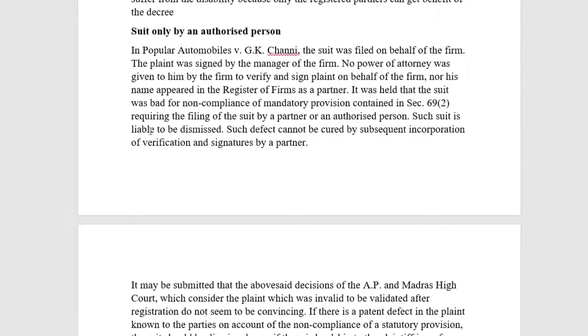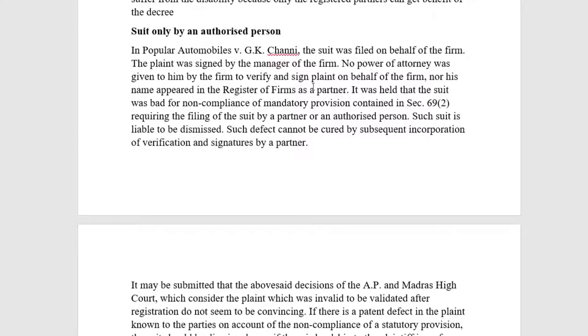The next aspect is suits only by an authorized person. That means here, what about the person who has been authorized to file the suit? What are we under the eye of law? So this has been discussed under the case law of Popular Automobiles versus G.K. Cheney. Here, the suit was filed on behalf of the firm. The plaint was signed by the manager of the firm. No power of attorney was given to him by the firm to verify and sign the plaint on behalf of the firm, nor did his name appear in the register of firms as a partner.